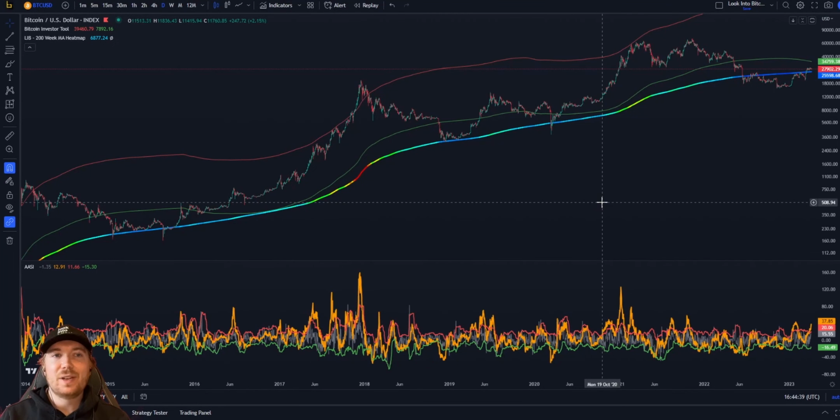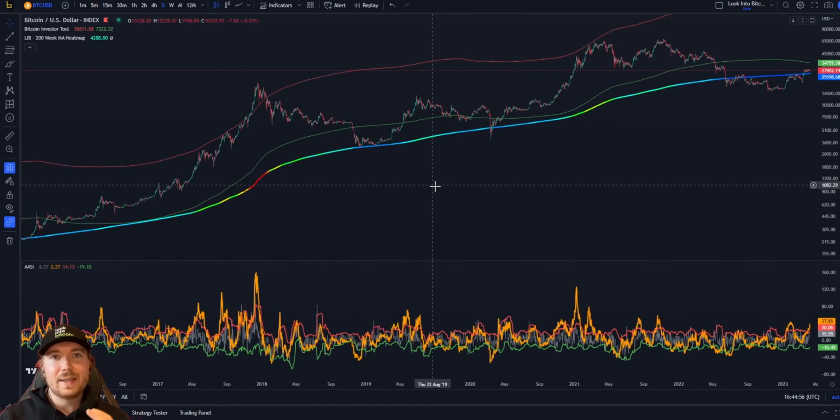So here we have the Bitcoin Investor Tool, the 200 weekly moving average heat map, and the active address sentiment indicator, all loaded up here on the Bitcoin chart, just on the daily, going back to 2014. So if we collate all of these, how exactly does the strategy work? Well, just zooming in a little bit, we're going to give ourselves some rules.